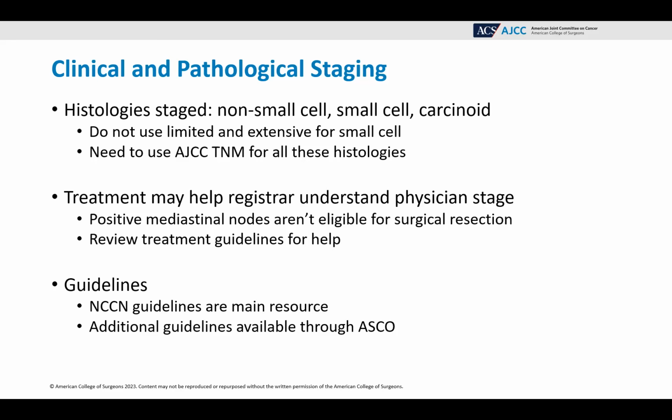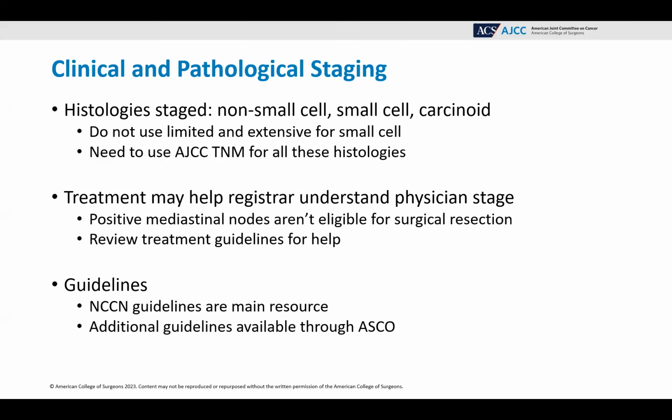Now, the histologies that are staged in the chapter include non-small cell, small cell, and carcinoid. Do not use limited and extensive for small cells. Some physicians still tend to do that, but you need to remind them that everybody needs to use the AJCC T, N, and M for all of these histologies in order to provide useful data for analysis, in order to help assess patient care and outcomes.